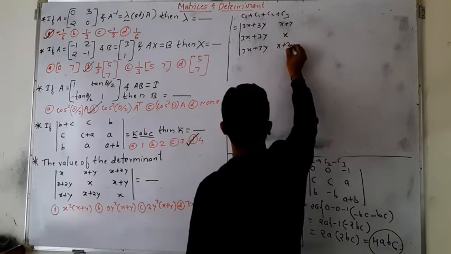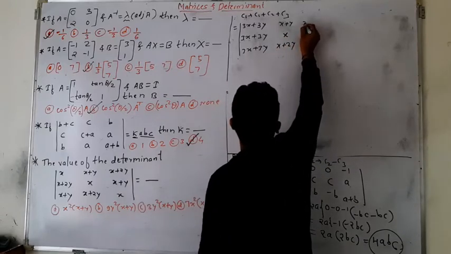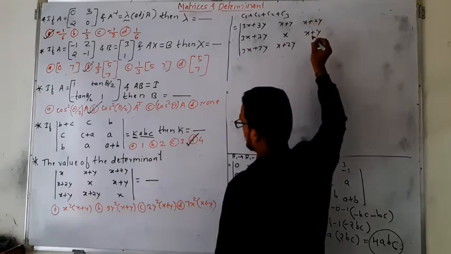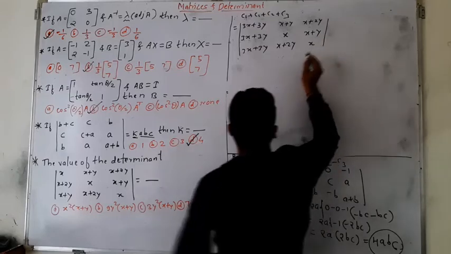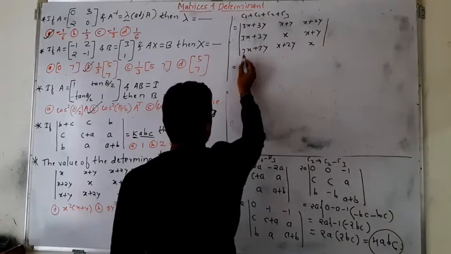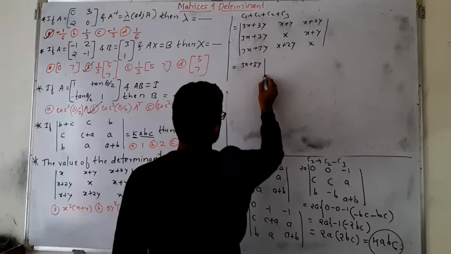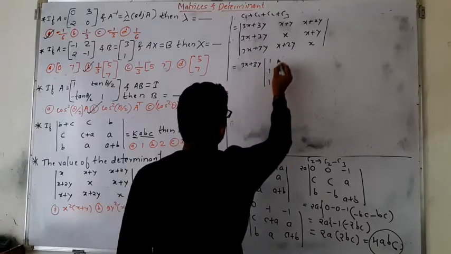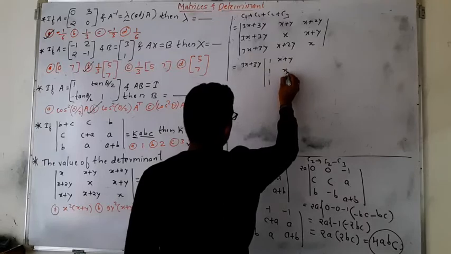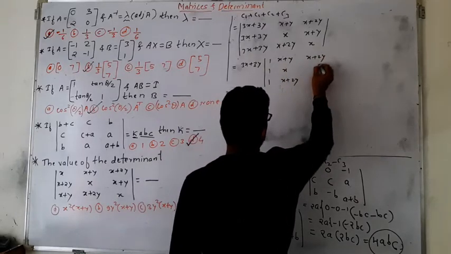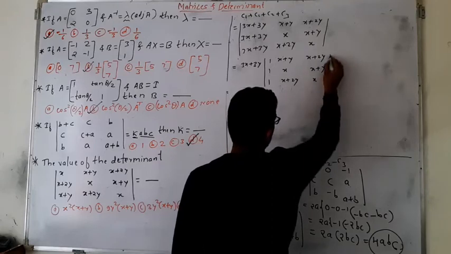This is x plus 2y. Next column is x plus 2y. This is x plus y. This is x. Okay, so which is equals to, in this now 3x plus 3y is common. Okay, what is left in the determinant is 1 1 1. This is x plus y, x plus 2y. This is x plus 2y, x plus y, and x.